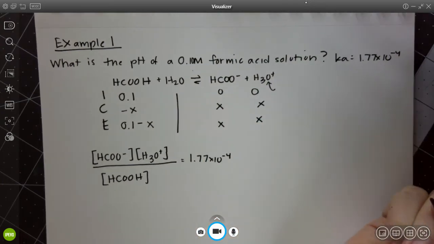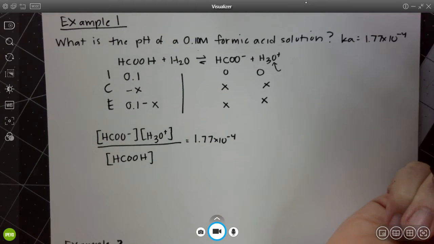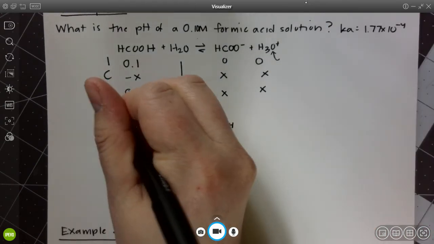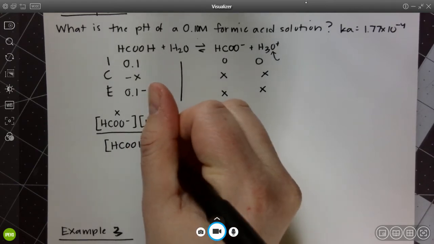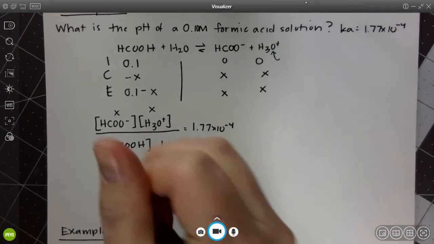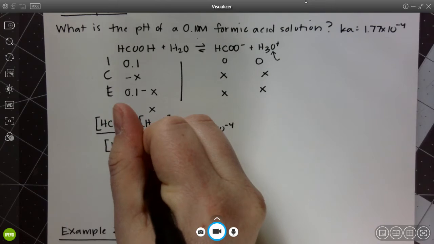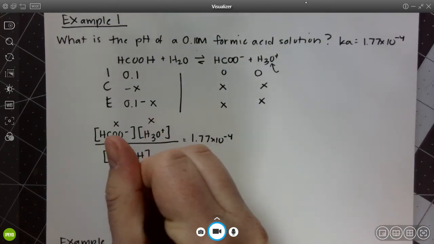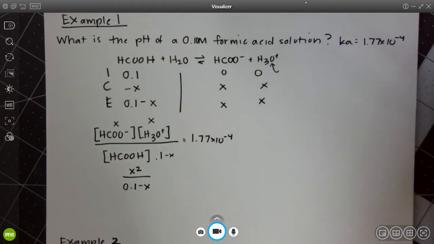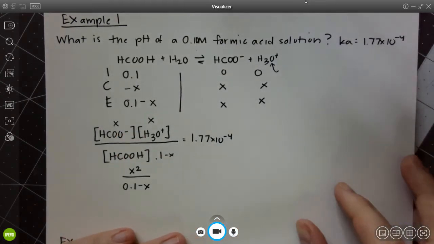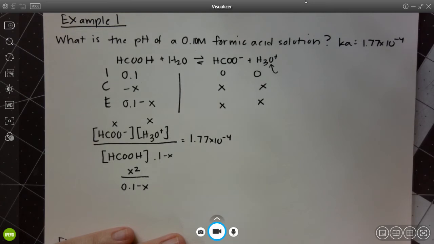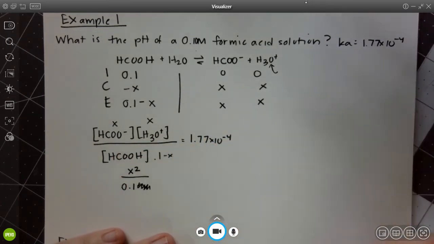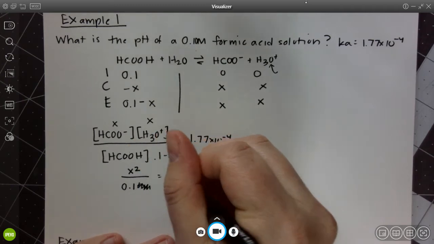Okay. So if we think about filling in our equilibrium expression, I'm going to have X and 0.1 minus X kind of popping in here. And that leads me to X squared divided by 0.1 minus X. But if you remember with our 5% rule, and we'll double check to make sure it works, we're going to dump this X value to make our life a little bit easier and see if that works.